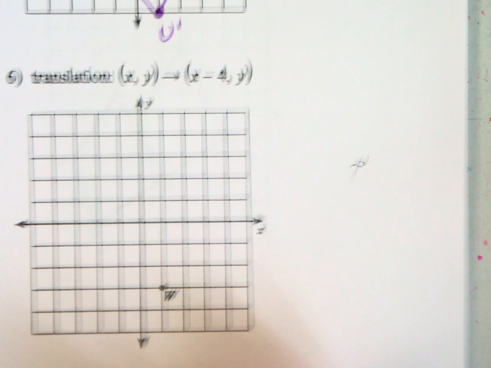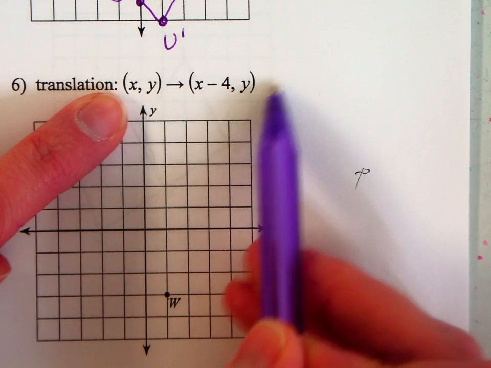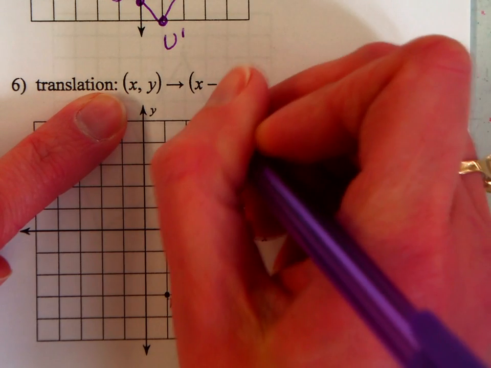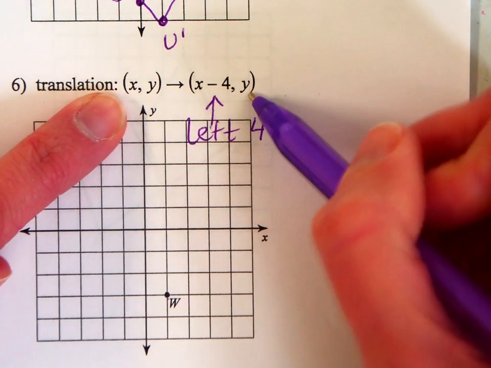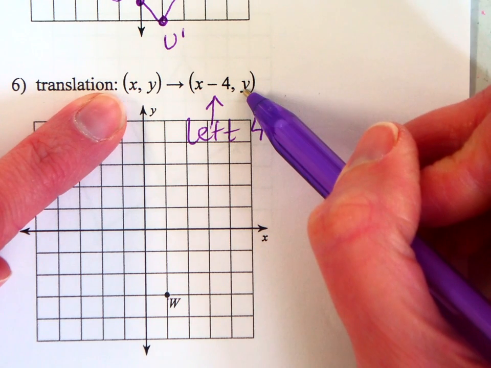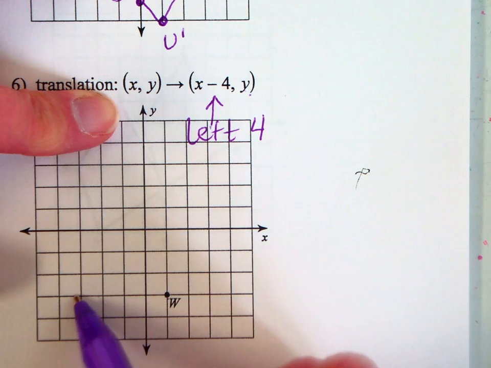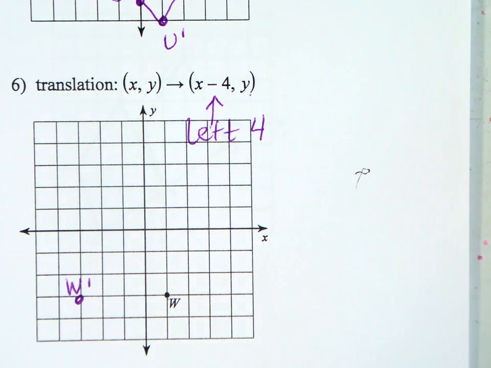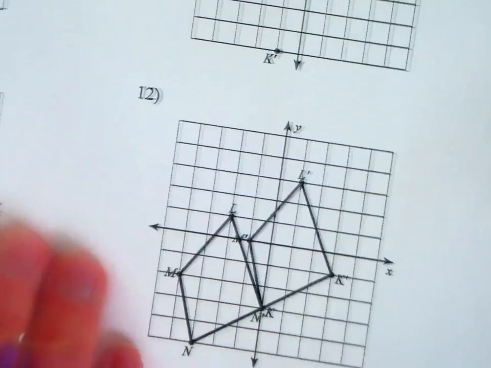On number 6, here's our W. So we're starting, and I'm looking at the rule, and this is telling me for my x values, I'm subtracting 4, or I'm going to go left 4. My y value just stays the same, so I'm not moving up or down. I just have to move W over 4 to the left, and then label it W prime. A couple more of those.